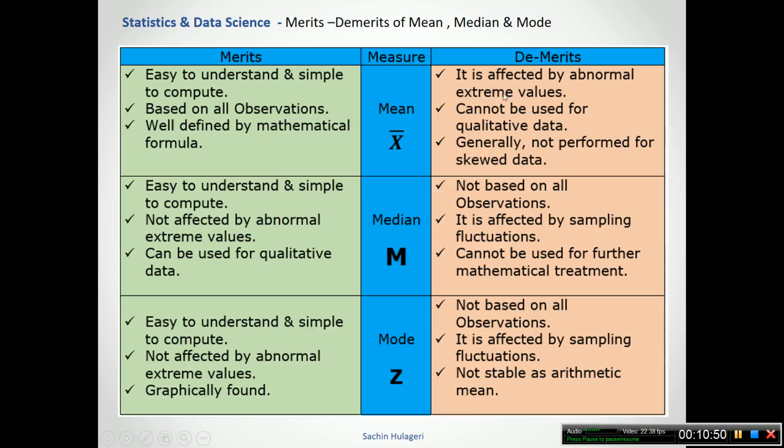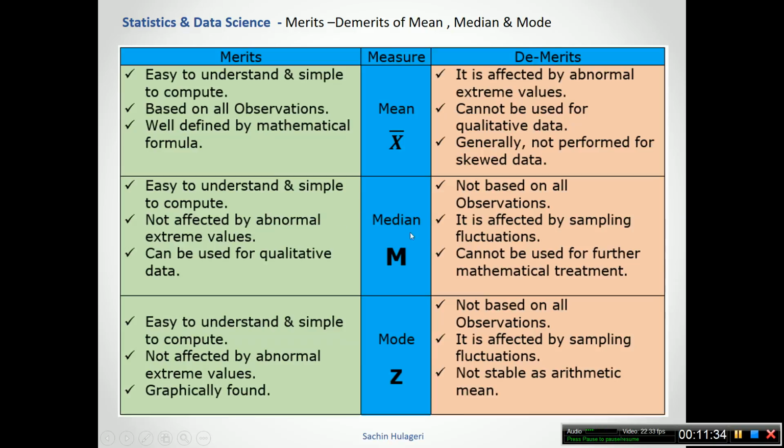Here, it is abnormally affected by extreme values. Suppose I take the average salary of a company, when I consider the CEO salary and other people's salaries, we'll get two different means, because the CEO salary will be the highest, and that itself will change the value of the mean. And it cannot be used for qualitative data. For example, more intelligent, less intelligent, these are qualitative, attribute-level data. So we cannot use the mean for this because it's an arithmetic mean, the total sum of the values divided by the number of observations. So it is not possible to use it for qualitative data.